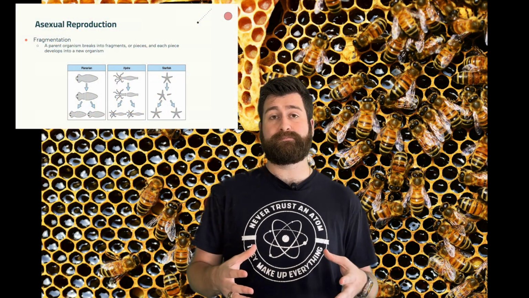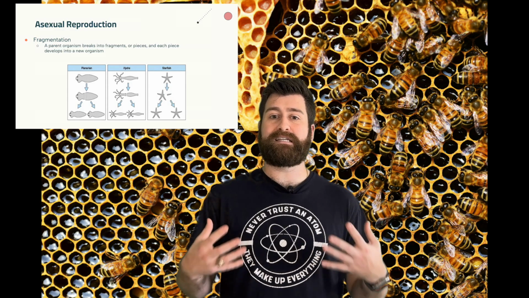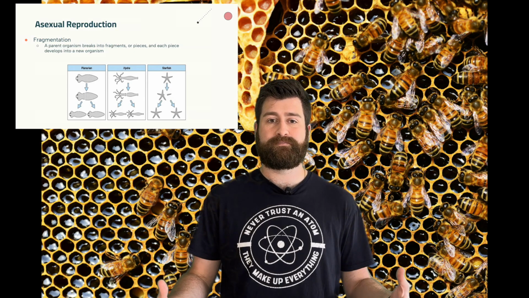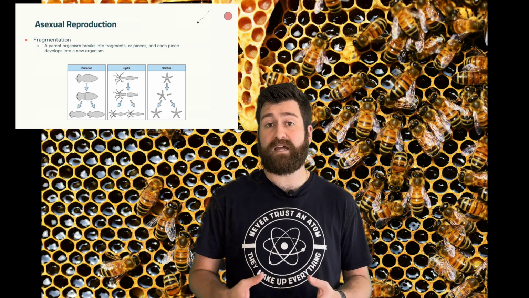Another type of asexual reproduction is called fragmentation. During this, a parent organism breaks into fragments or pieces, and each piece develops into a new organism. Hydras can also reproduce this way, as can starfish and planaria, which is a type of flatworm.